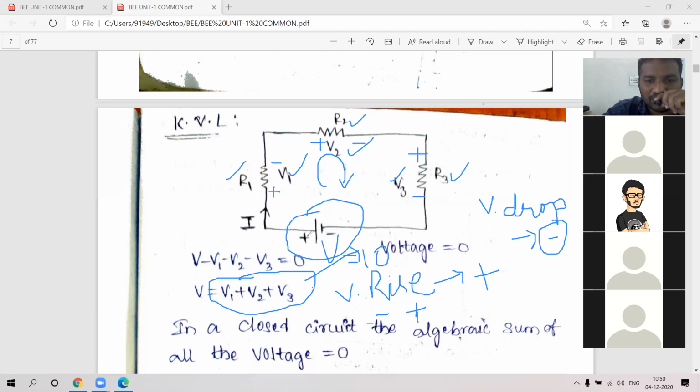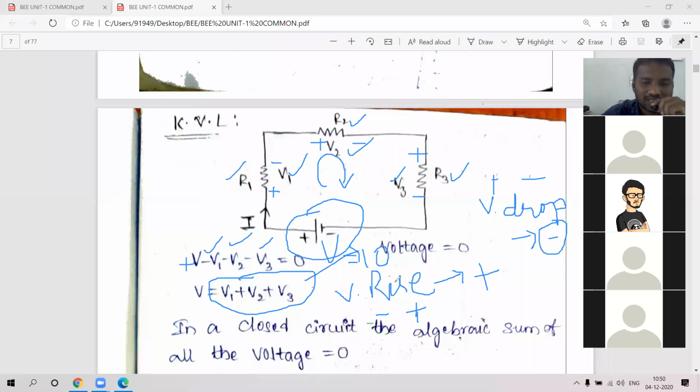The current here is coming from negative to positive, that's why it is indicated with plus V. And here you can see that the current is entering from positive to negative. That means positive to negative, what do you have to take? Negative, voltage drop. So it is indicated with minus V1. Similarly this one, minus V2. Similarly V3, positive to negative only, so minus V3. That's why these three are indicated with negative and voltage rise is indicated with positive.